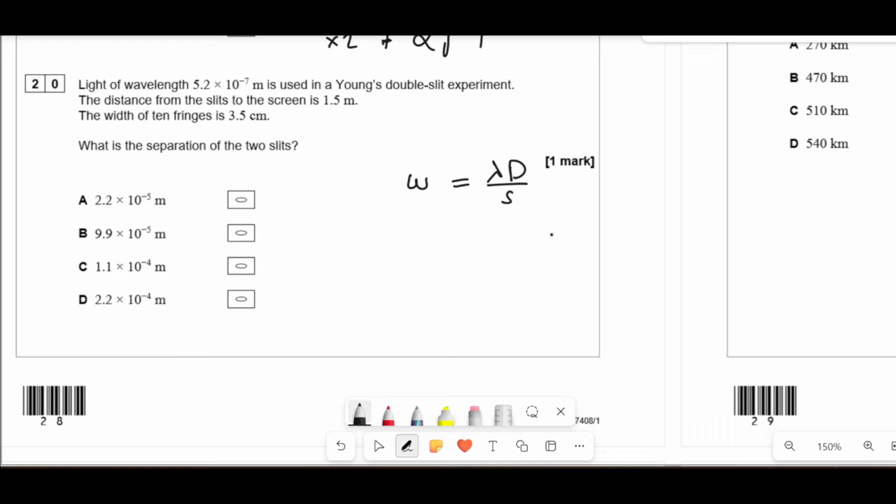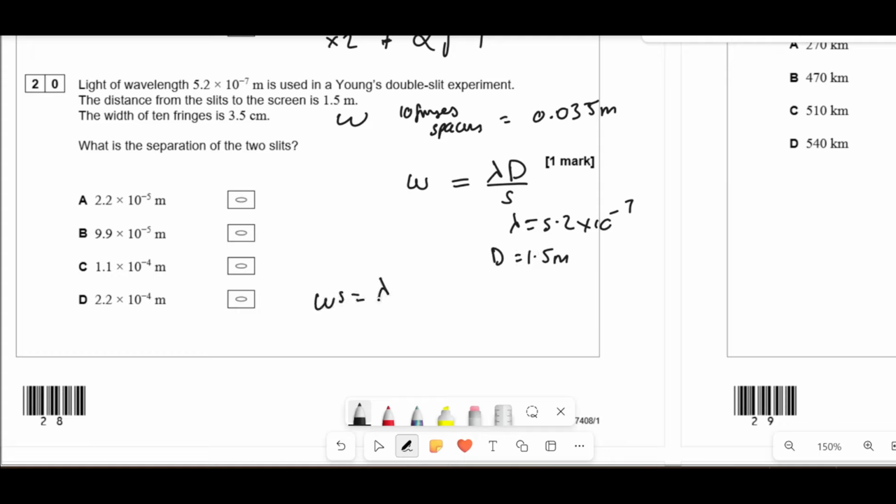So what have we got then? The fringe spacing for 10 fringes is 3.5 centimeters, which is 0.035 meters. So that's W for 10. Then what else have we got? We've got the wavelength, which is 5.2 times 10 to the minus 7. They've told us the distance to the screen is 1.5 meters. And the question's asking us for the separation.